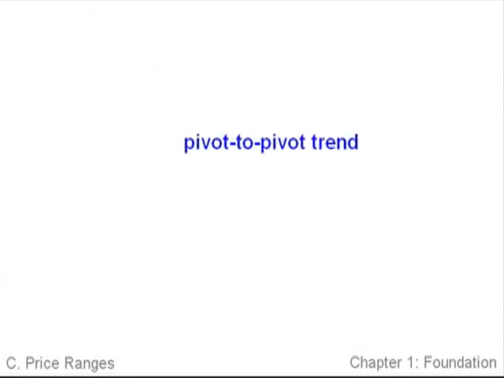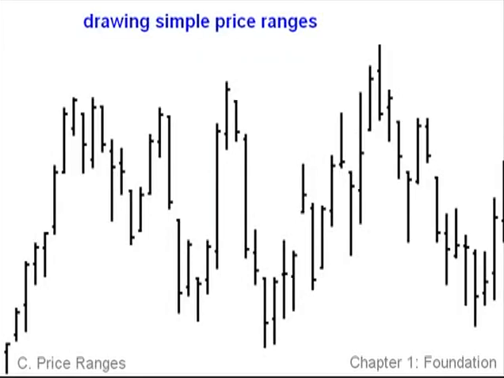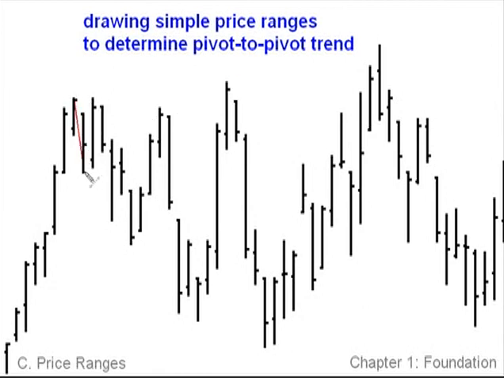Let's now take a look at what a pivot to pivot trend looks like. Drawing simple price ranges to determine pivot to pivot trend. Let's start with this high right here. We'll go down to this pivot low and then up to this pivot high, down to this pivot low, up to this pivot high, and down to this pivot low. Now, what do we have here so far? We have two highs exactly at the same level. So we can start with this pivot high for now.